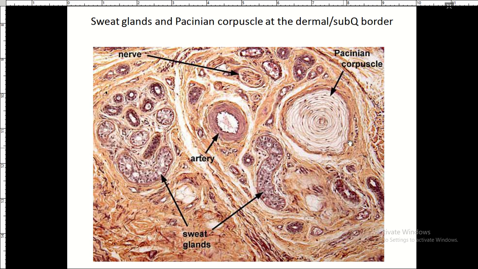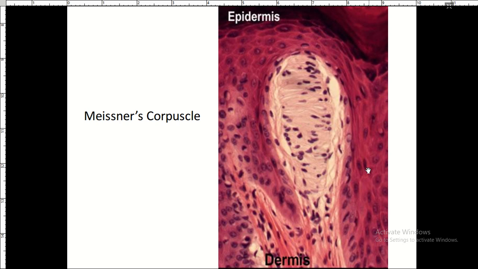And this one, that's your Pacinian corpuscle. It looks like it has concentric layers, right? The Pacinian corpuscle is sensitive to pressure. Remember. So this is the Meissner corpuscle, sensitive to touch, right? And you can find it invaginating your epidermis.